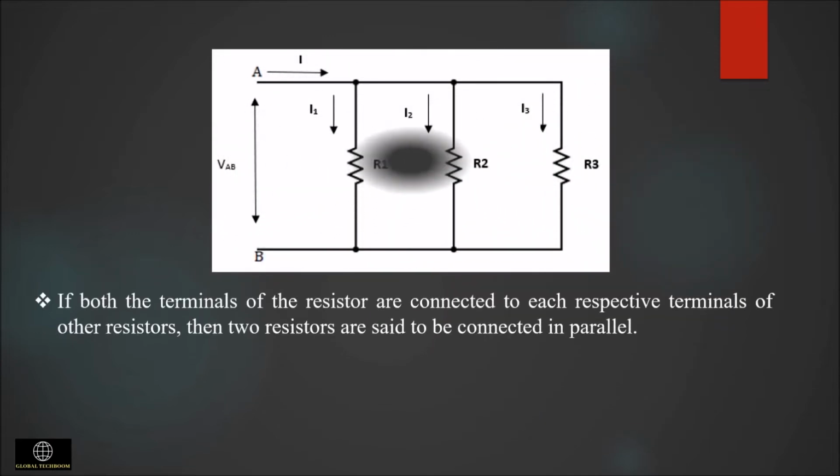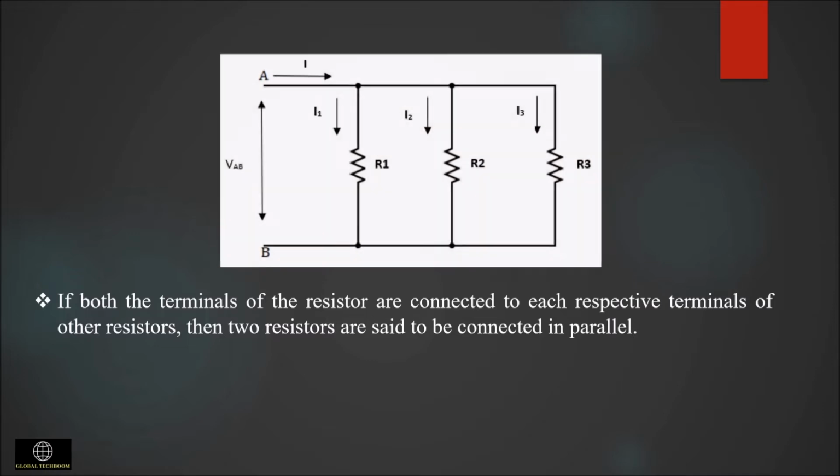If both the terminals of the resistors are connected to each respective terminal of the other resistor, then the two resistors are said to be connected in parallel. Here we can say that the current can take more than one path, unlike in a series resistor network, because there are multiple paths for the current to flow. So we can say that parallel resistor circuits are current dividers.